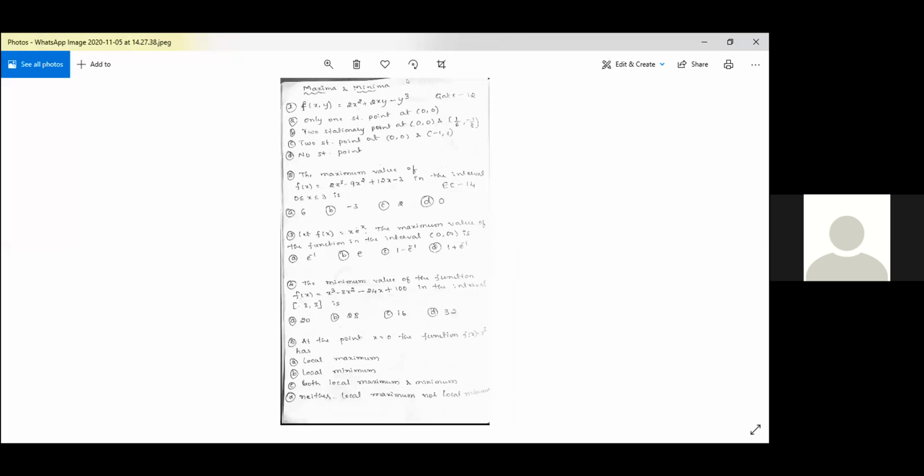Which is the right option? B. B is the right option.